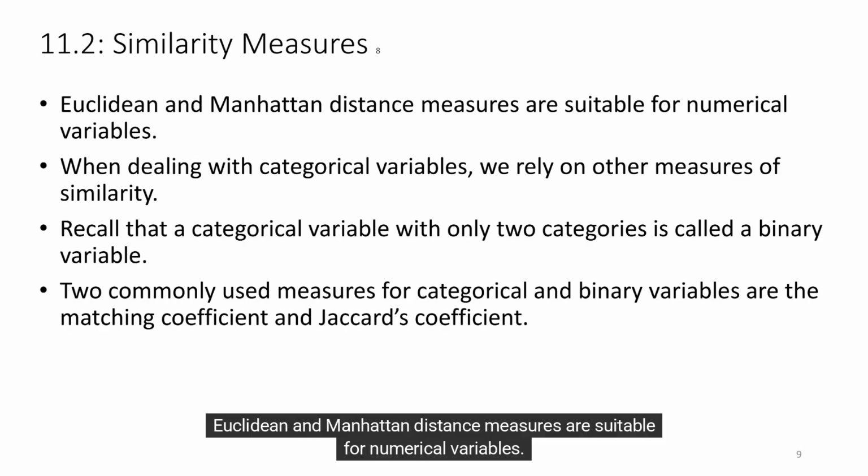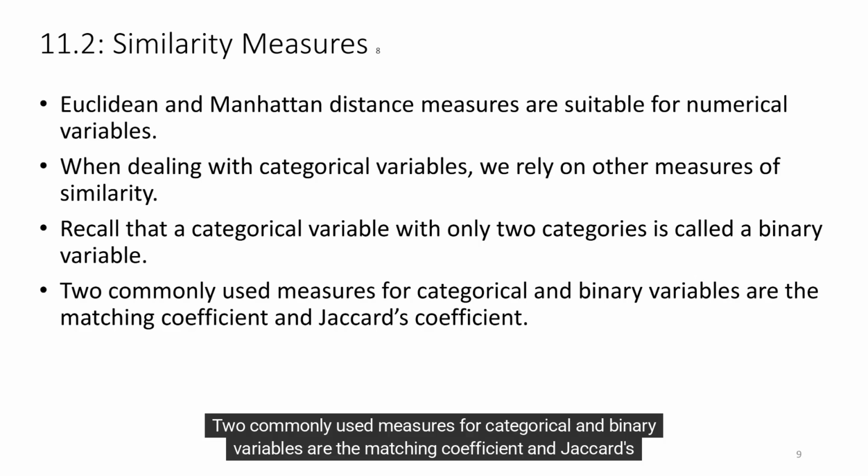Euclidean and Manhattan distance measures are suitable for numerical variables. For categorical variables, we rely on other measures of similarity. A categorical variable with only 2 categories is called a binary variable. 2 commonly used measures for categorical and binary variables are the matching coefficient and Jaccard's coefficient.